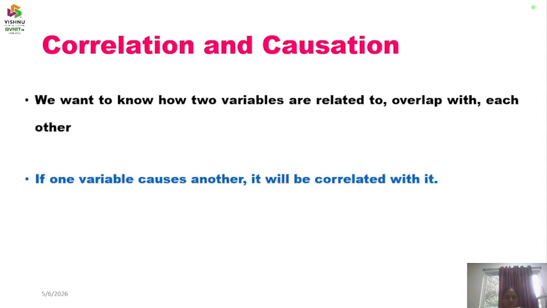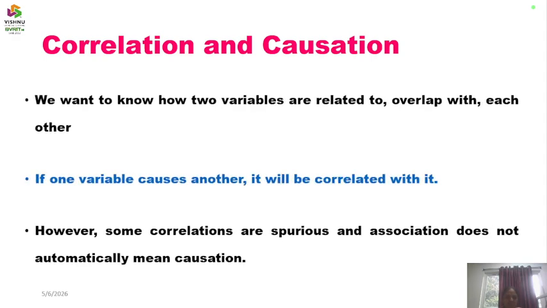Now correlation and causation also you have to see, because when you are learning about correlation, causation is very important. We want to know how two variables are related to or overlap with each other, that means how much strength there will be. If one variable causes the other, it will be correlated with it. However, some correlations are spurious, and association does not automatically mean causation. So this last line you can remember forever.